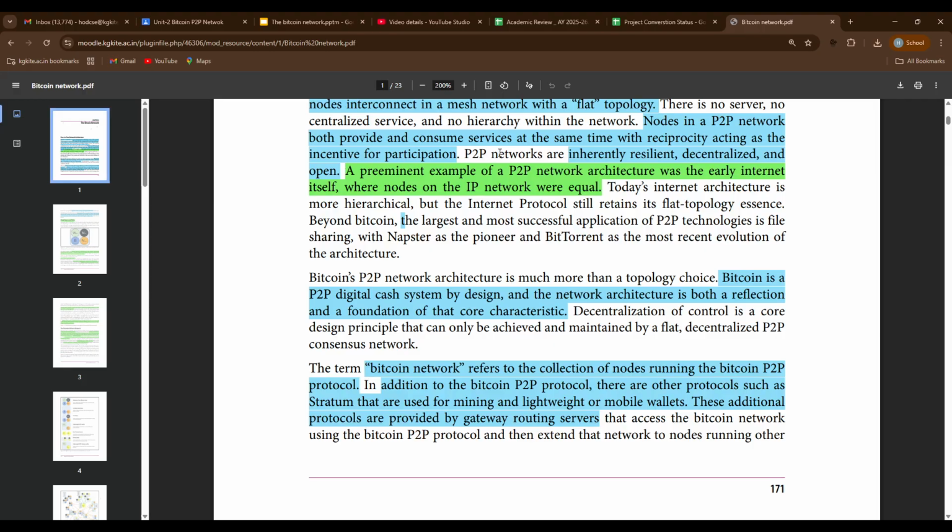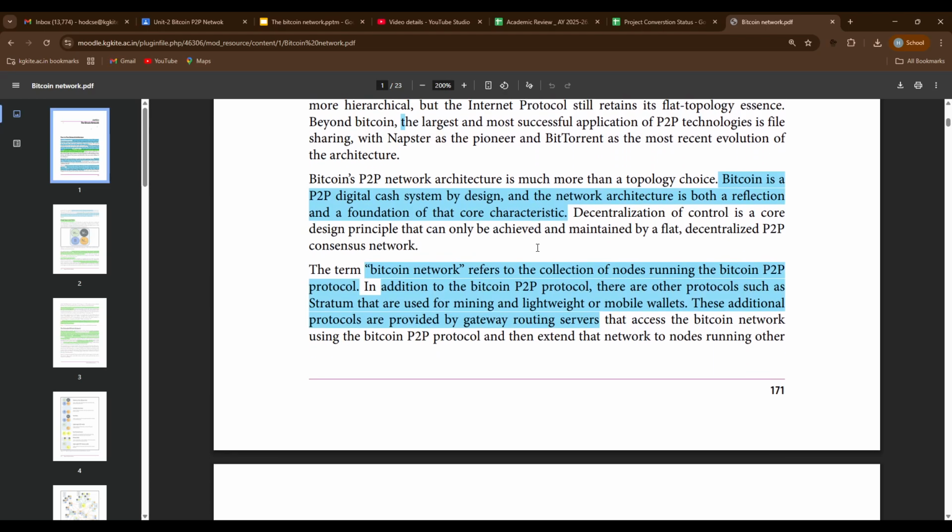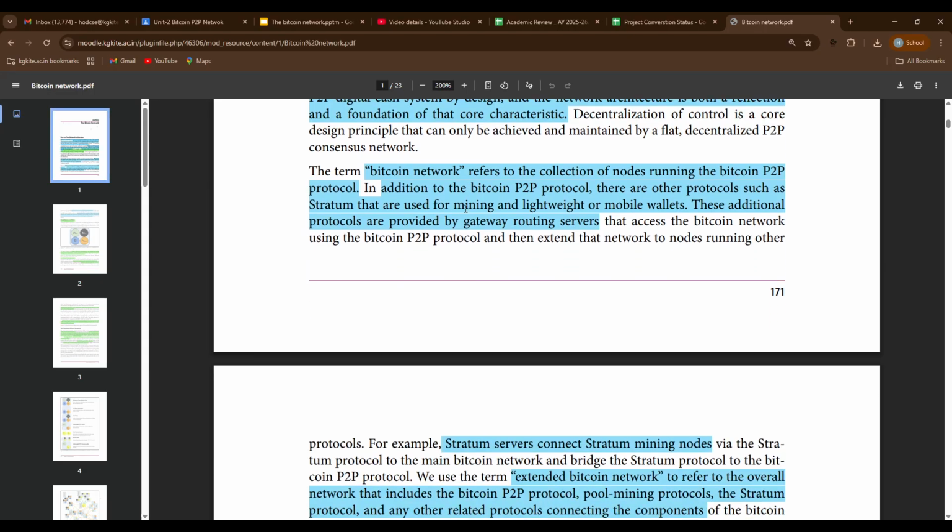The most eminent example of a P2P network architecture was the earlier internet, where all the nodes on that IP network were equal. But nowadays it is more hierarchical, right? Fine. So Bitcoin's P2P network architecture is actually a digital cash system by design. And this whole network architecture is both a reflection and foundation of that core characteristic. So let's try to keep this term in mind. When you say Bitcoin network, we refer to the set of nodes that are running the Bitcoin P2P protocol.